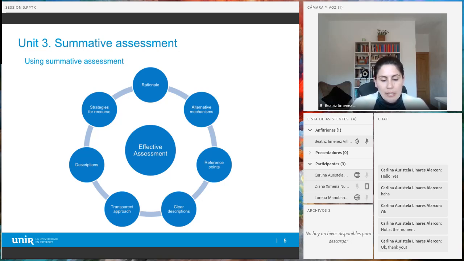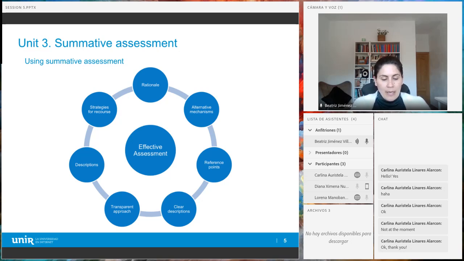Also, it's important that we make public the reference points that we're going to use for making our judgments, and that's why it's important to provide the students with a rubric, but not once they have performed a task, but before performing that task. It's important that the students know what we are going to be judging while they are performing a specific task or when they are taking a specific test. They need to know how they're going to be graded.